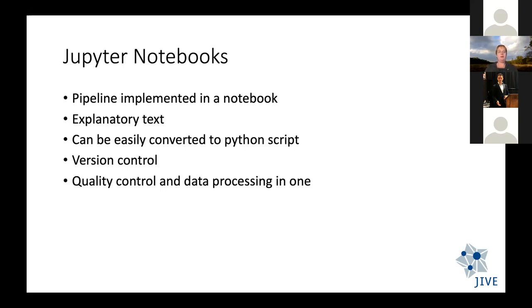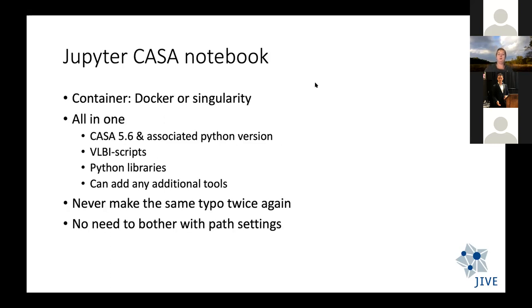But just by itself, the Jupyter environment is not sufficient, because we need a Jupyter environment that also has CASA included. And this is work that's been done by Aard Keimpema at JIVE over the last couple of years. He has been developing the Jupyter CASA environment. And this is now all hosted in a container. You can either use a Docker or a Singularity container. Since I'm a Mac user, I use Docker. Singularity for Mac is, I think, still in the beta release.